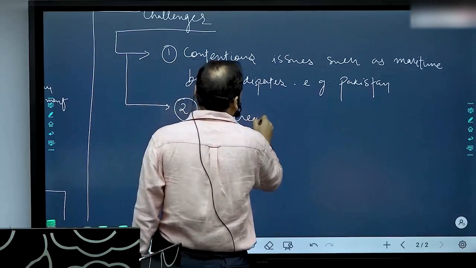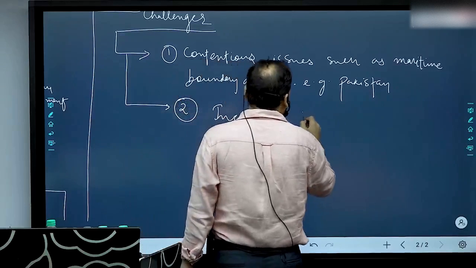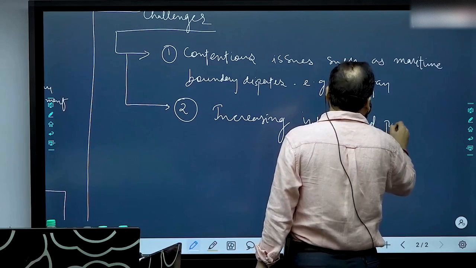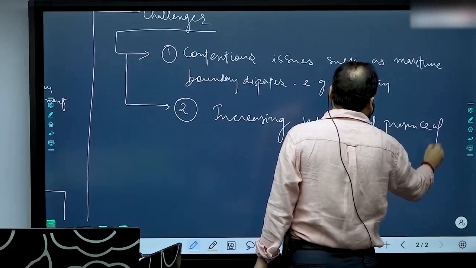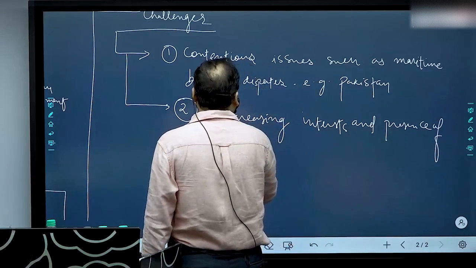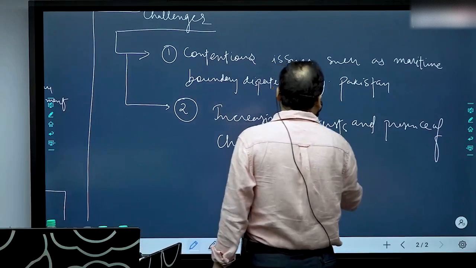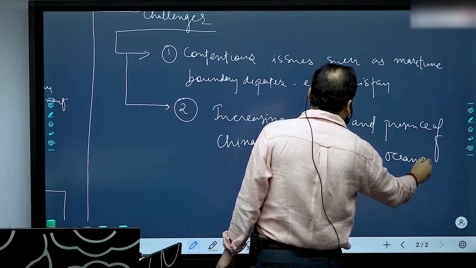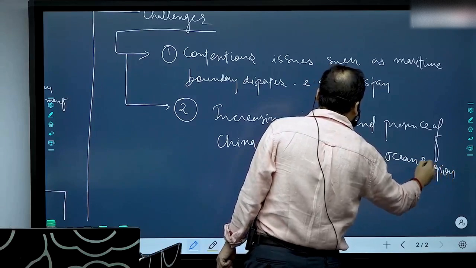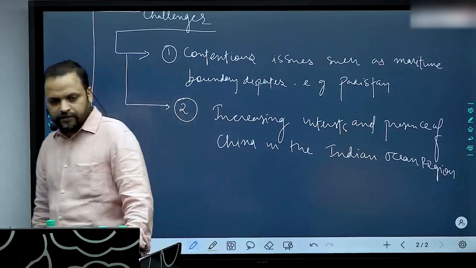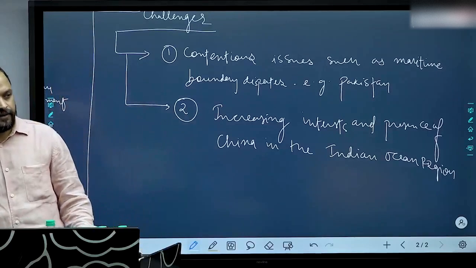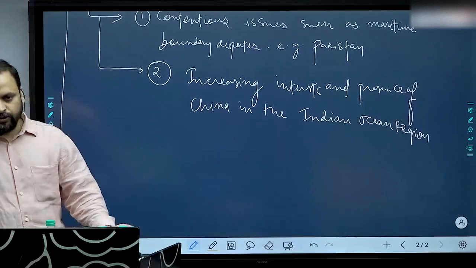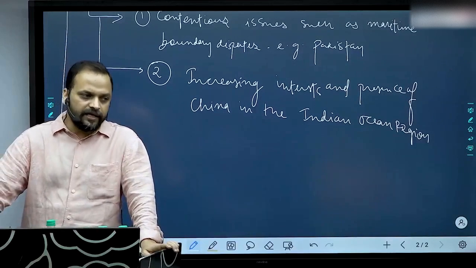Second, the increasing interest and presence of China in the Indian Ocean region, or IOR. That is the second prominent challenge that you have. All right, presence of China is increasing. China is increasingly interested in the Indian Ocean region. So that is another challenge that India would have to contend with.